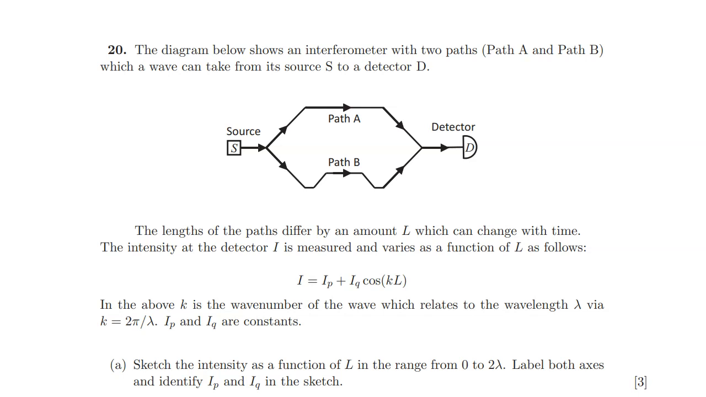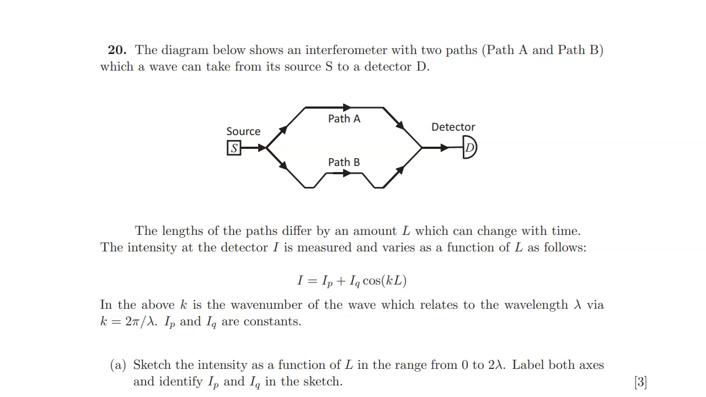Question 20. The diagram below shows an interferometer with two paths, path A and path B, which a wave can take from its source S to a detector D. The lengths of the paths differ by an amount L, which can change with time. The intensity at the detector I is measured and varies as a function of L as follows. I equals IP plus IQ cos KL.